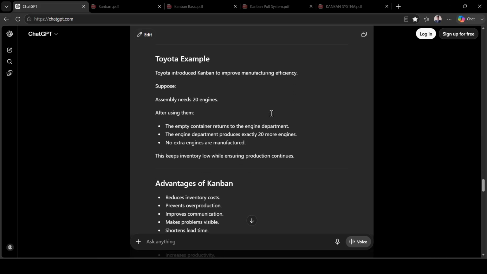Toyota example. Toyota introduced Kanban to improve manufacturing efficiency. Suppose assembly needs 20 engines. After using them, the empty container returns to the engine department and the engine department produces exactly 20 more engines. No extra engines are manufactured. This keeps inventory low while ensuring production continues.